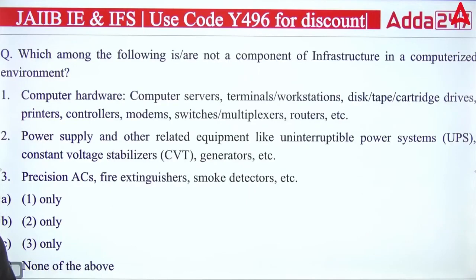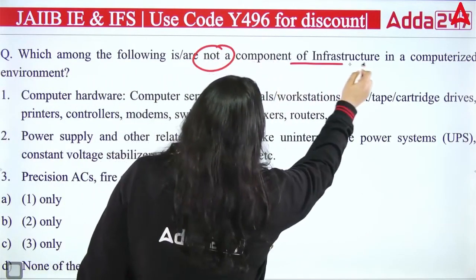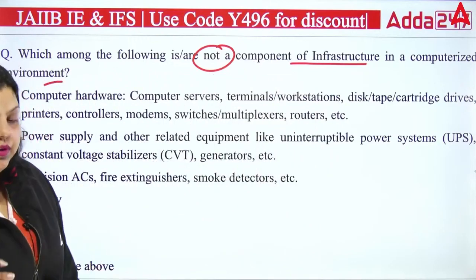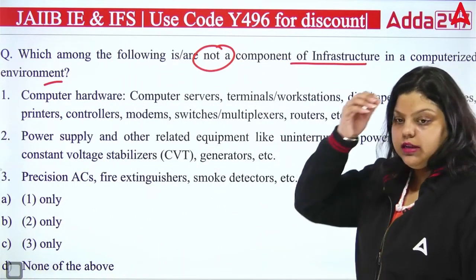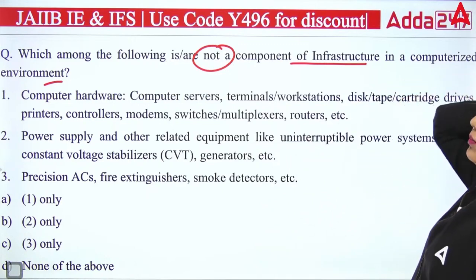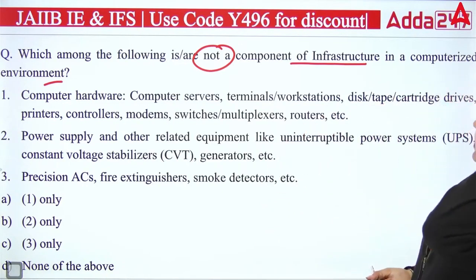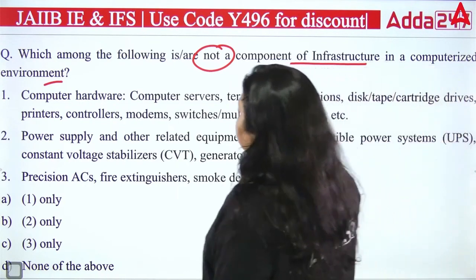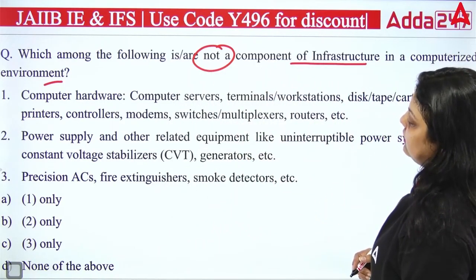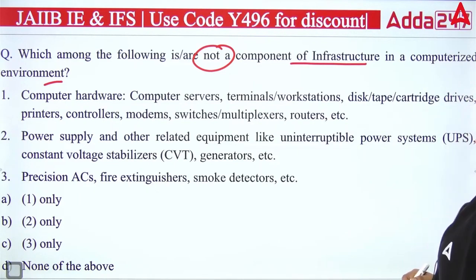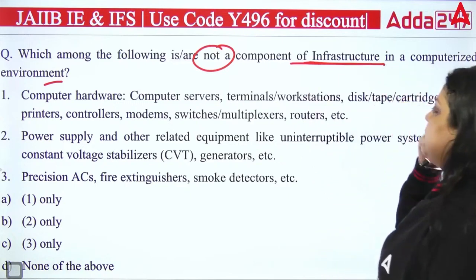Next question we have here: which among the following is not a component of infrastructure in a computerized environment? The first is saying computer hardware, like computer servers, terminals, workstations, desktops, cartridge drives, printers, controllers, modems, switches, multiplexers, routers. The second is saying power supply and other related equipment like uninterruptible power supply, constant voltage stabilizers, generators. And the third is saying precision AC, fire extinguishers, smoke detectors.